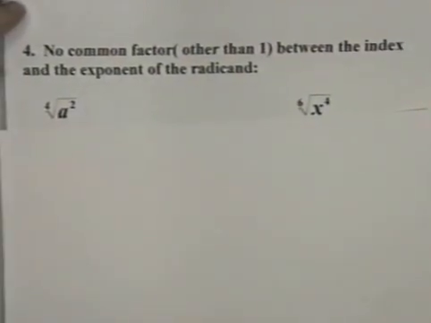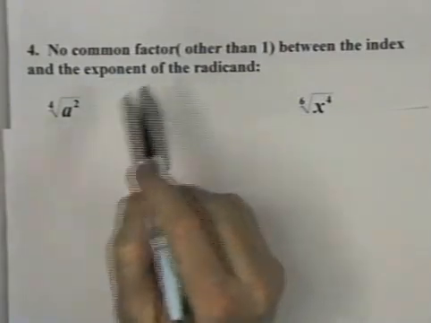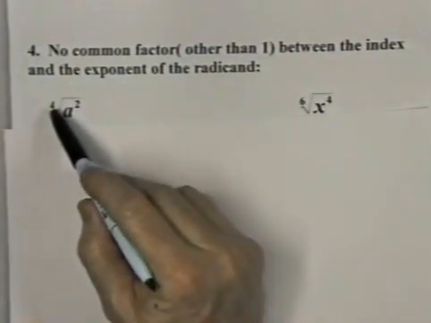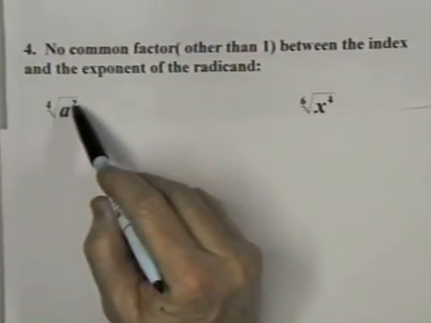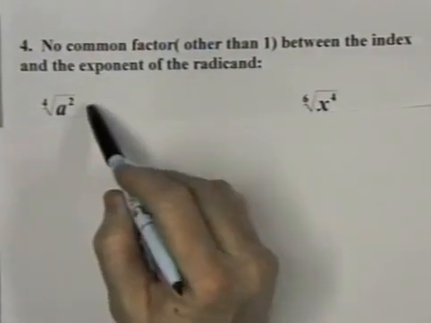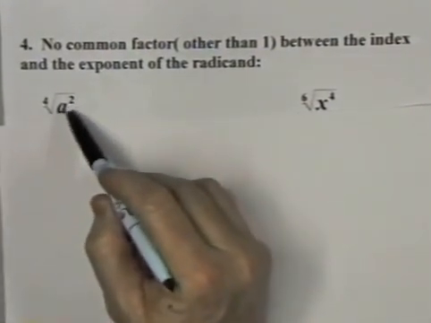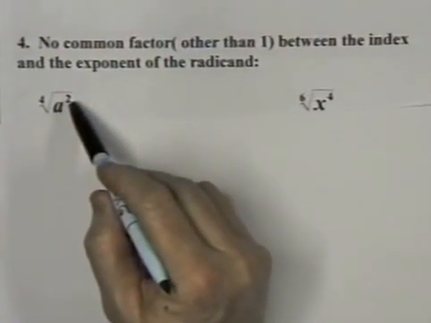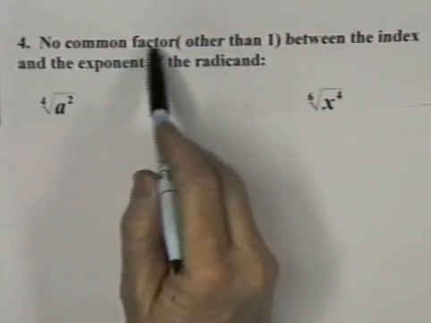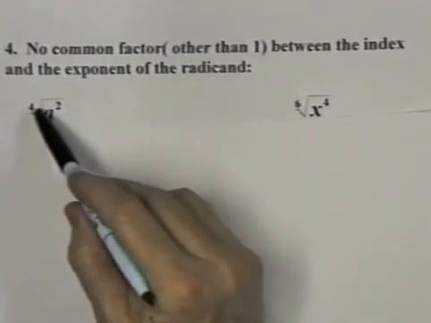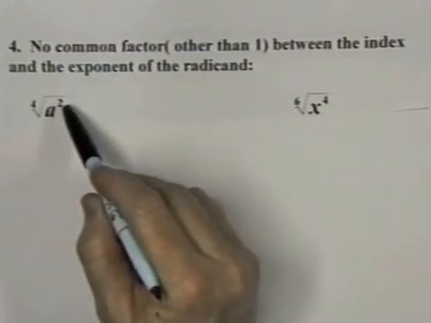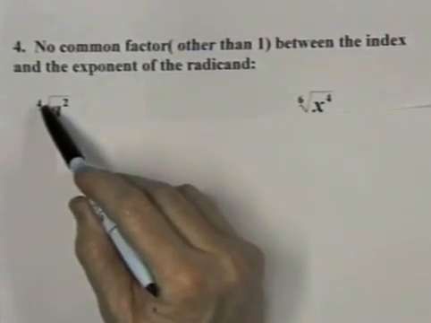Let me remind you with these terms. Index. The index of a radical, in this case, is 4. And the exponent of the radicand, well, a to the second power here is the radicand, and its exponent is 2. And it says that there is no common factor other than 1 between those two numbers. The index is a number and the exponent is a number.